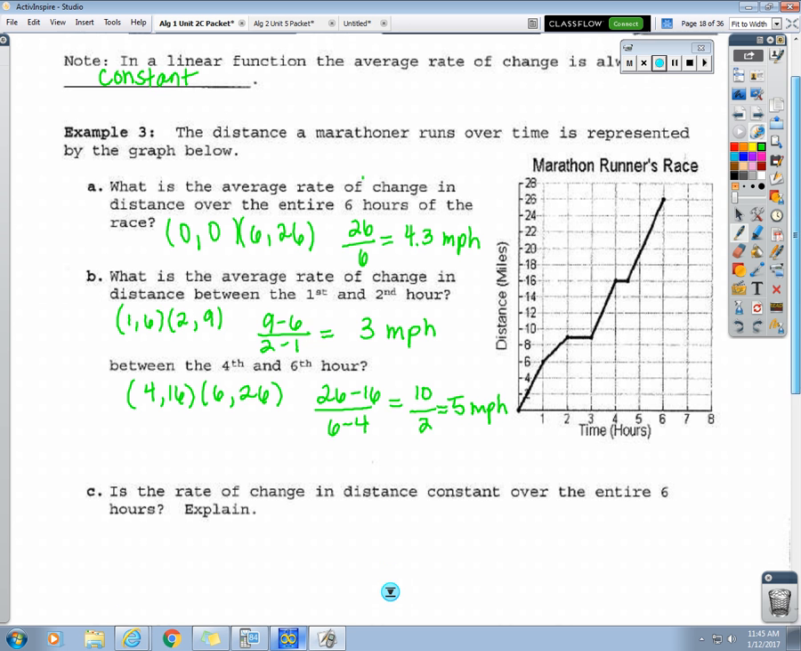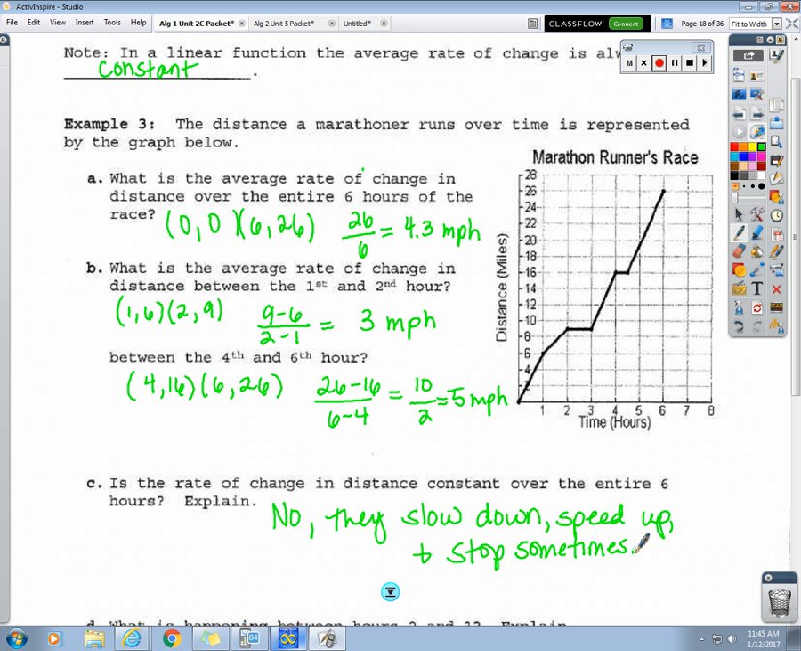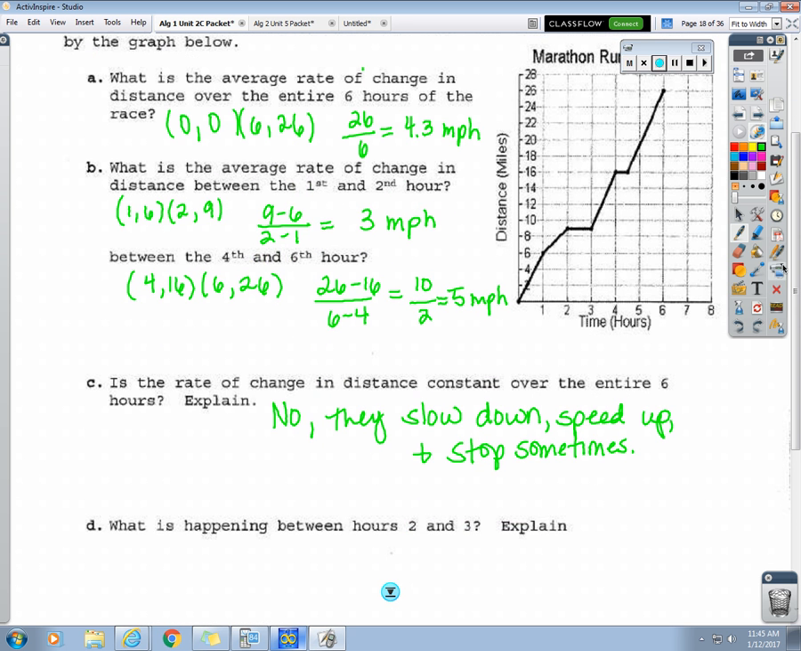C, is the rate of change in distance constant over the entire 6 hours? No. And they want you to explain. So you could say they slow down, speed up, and even stop sometimes. All right. You can also say the graph is not a straight line, so it doesn't have a constant rate of change. Okay, D, what's happening between hours 2 and 3?